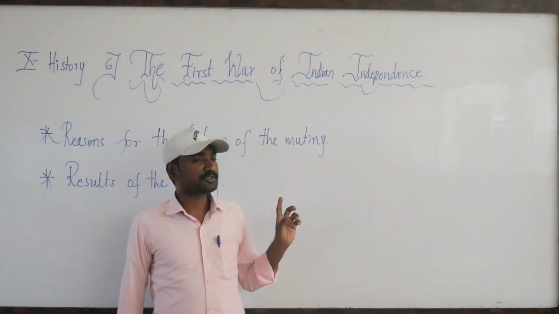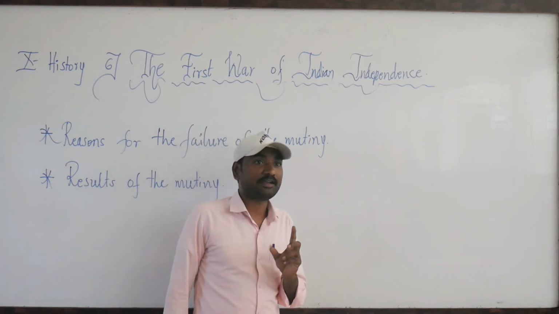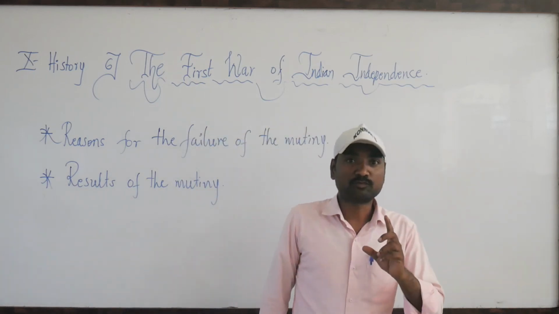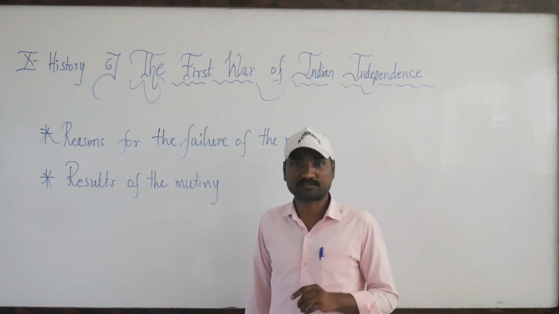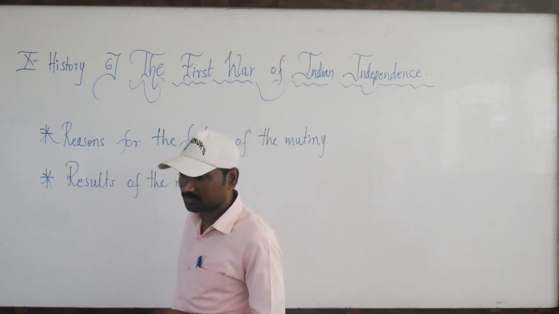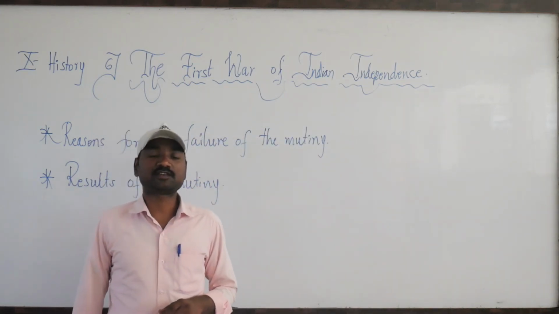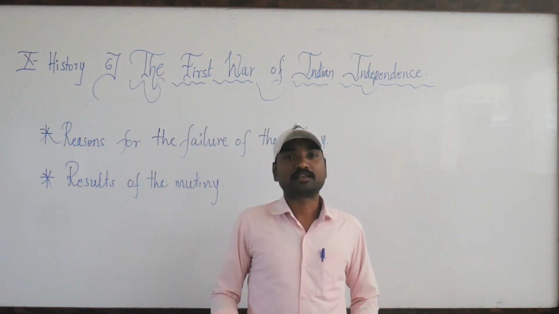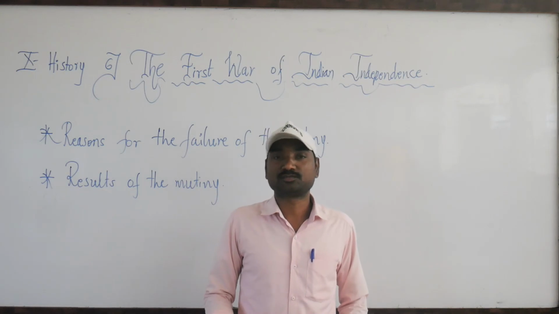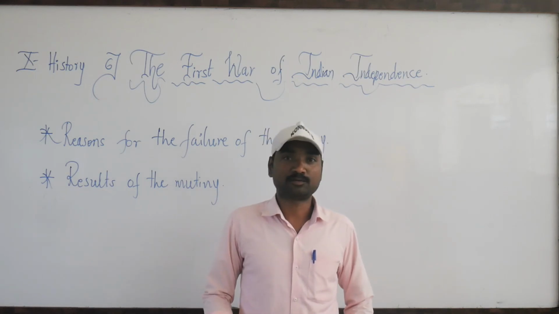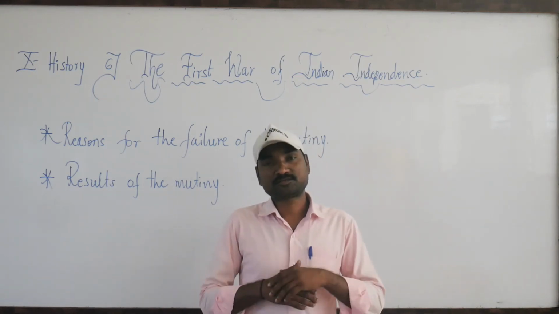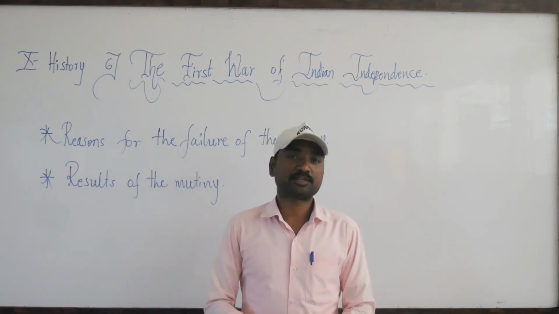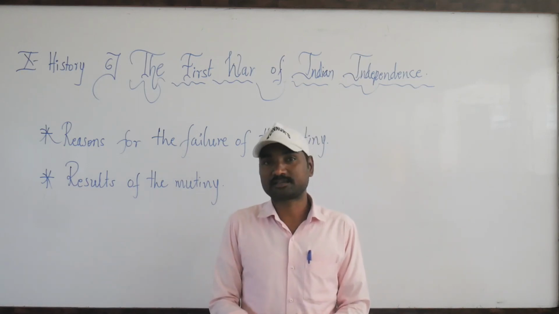This 1857 became like a guide in future to fight against Britishers. Taking the example of this, it became a light to the Indians to fight against the Britishers to get freedom for India. This is what we have discussed today. With this, the lesson ends.